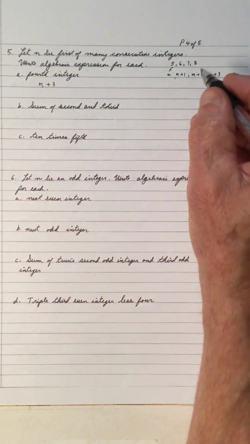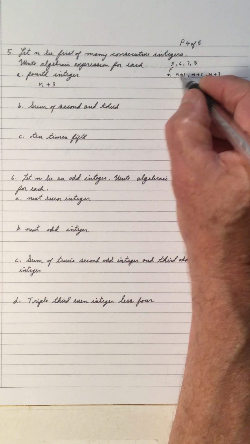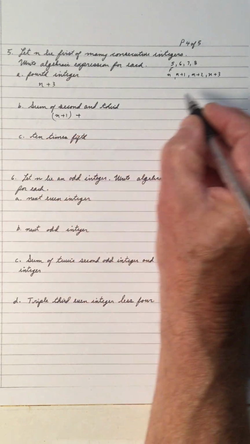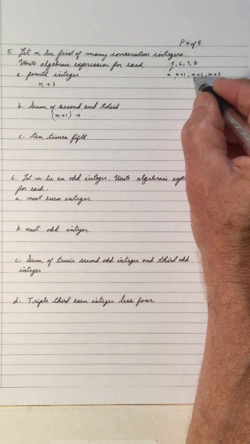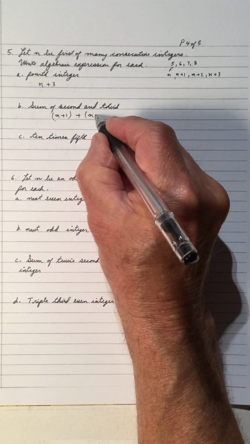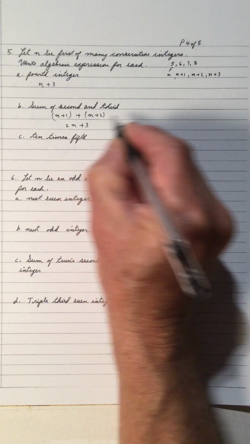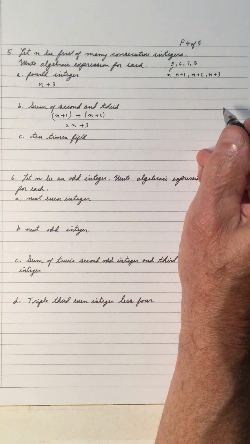The sum of the second, well, the second is the first. The second one is n plus 1. The sum is add on the third, which is n plus 2. So that's 2n plus 3, the sum of the two of them.